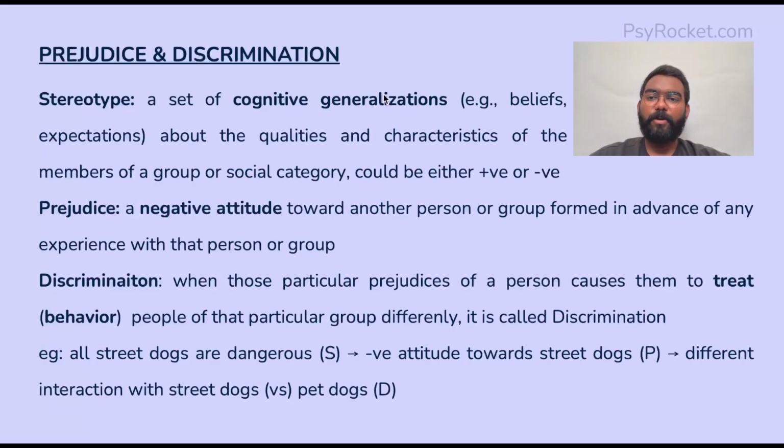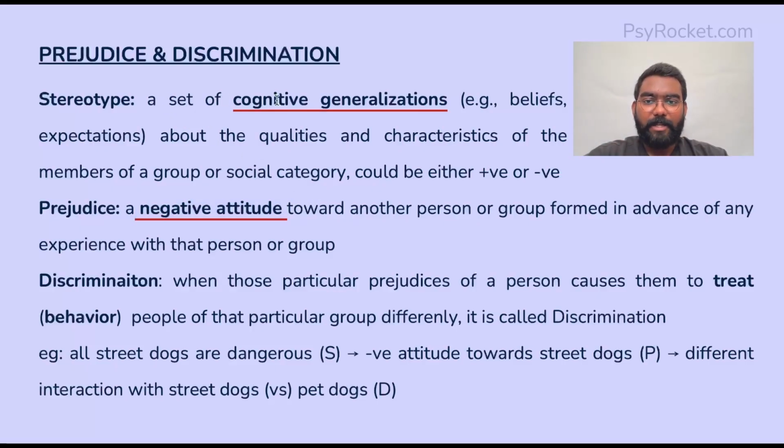Now coming to unit 1. Before going into prejudice and discrimination, we need to differentiate between stereotype, prejudice and discrimination. Most people get confused between prejudice and stereotype. They think both of them can be used interchangeably, or that both are the same, but they are not. We'll see how. Stereotype has to do with cognitive generalizations, your beliefs, your expectations, whereas prejudice is mostly a negative attitude toward another person.